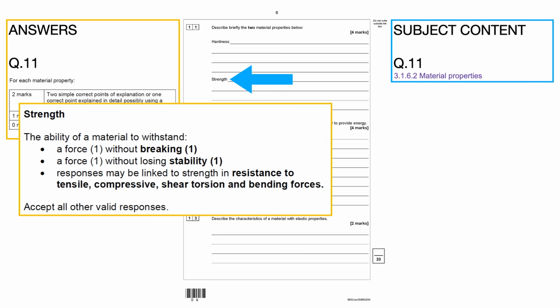Now, if a product has the material properties of being strong, it has the ability of a material to withstand a force without breaking, a force without losing stability, and some responses may be linked to strength in resistance to tensile, compressive, shear, torsion, and bending forces. Now, as you can see, we can accept all other valid responses, and if you are unsure about the content of question 11, please look up Material Properties 3.1.6.